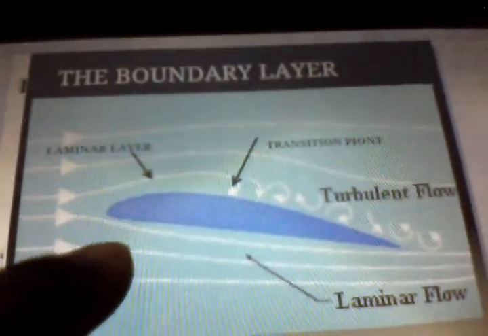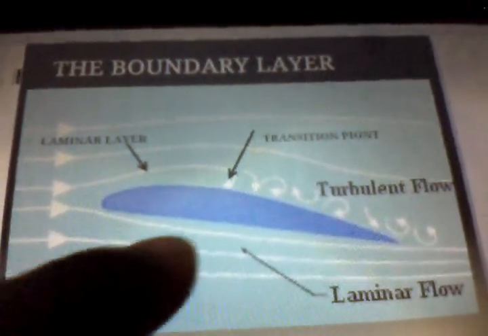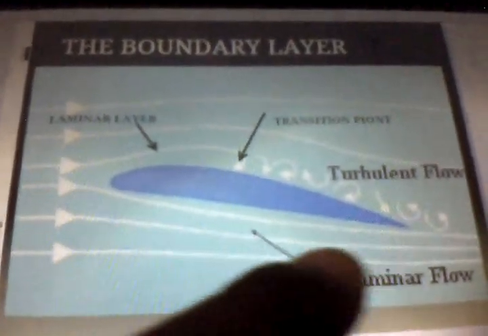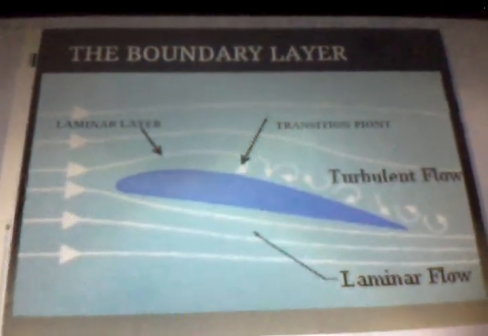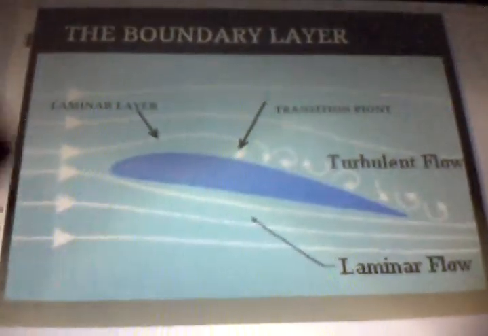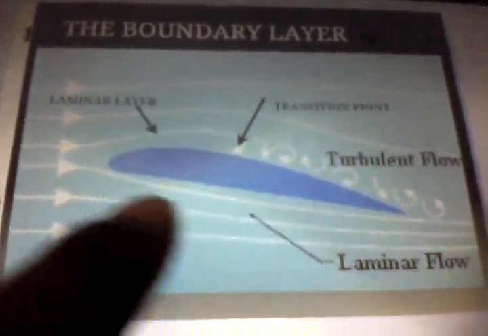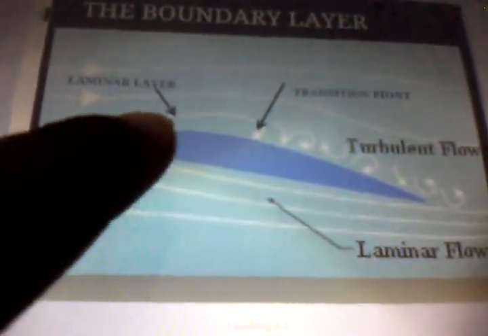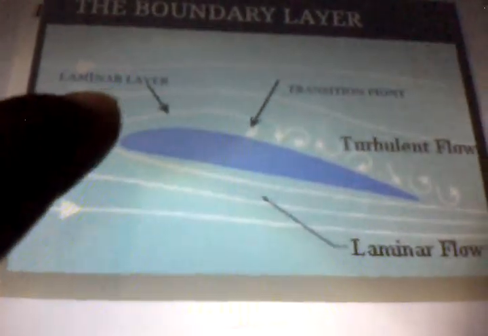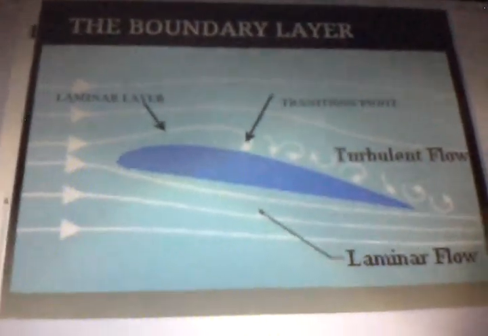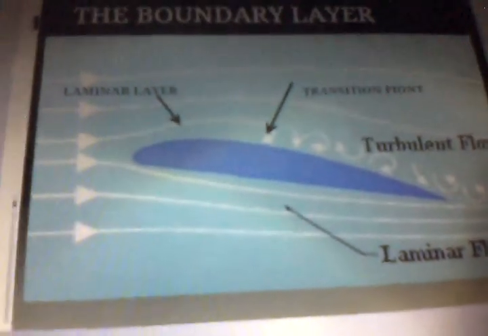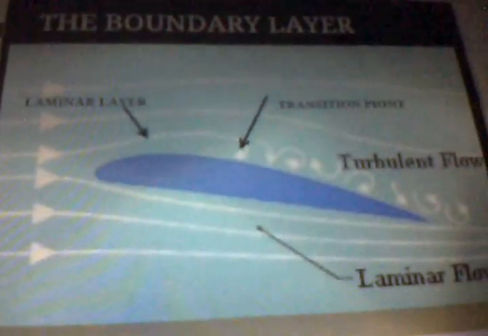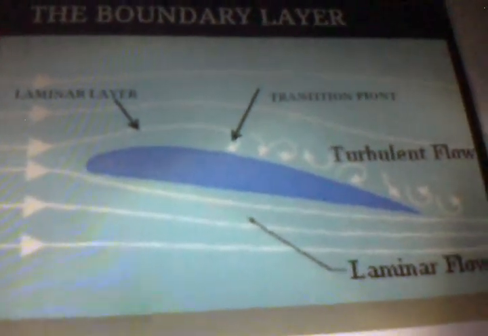So the laminar flow is, as you can see here, pretty much the boundary layer, just air flowing over the wing. That's what they call the laminar flow, just the air flowing over the wing. Now you have the laminar layer, the part where the air starts to flow smoothly over the streamlined shape of the wing, even over the airplane. That's the laminar layer.